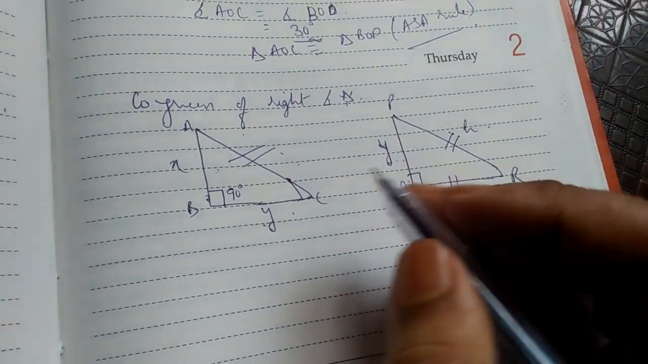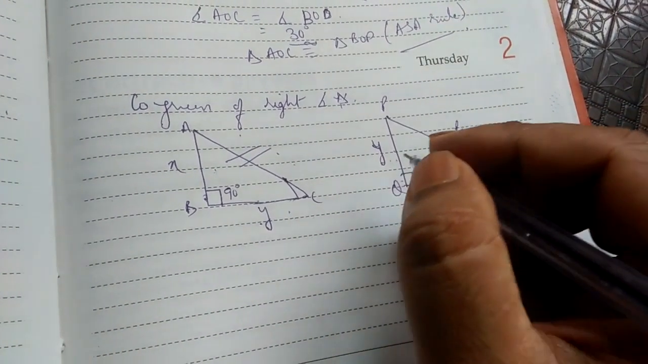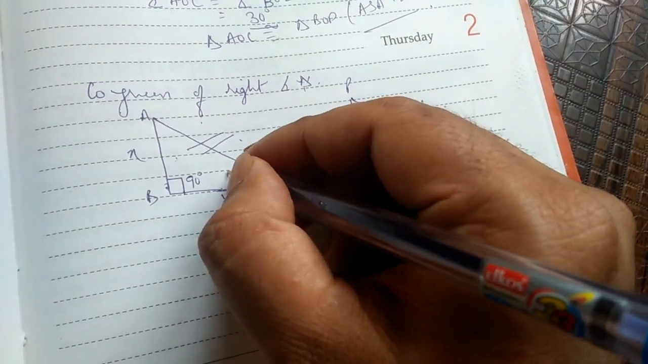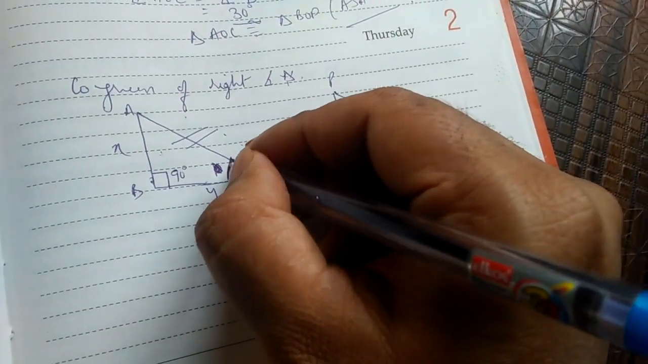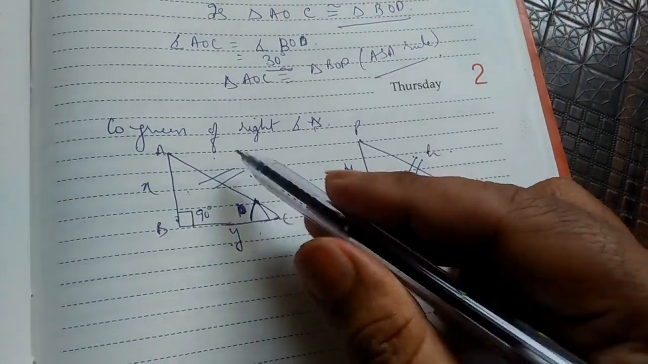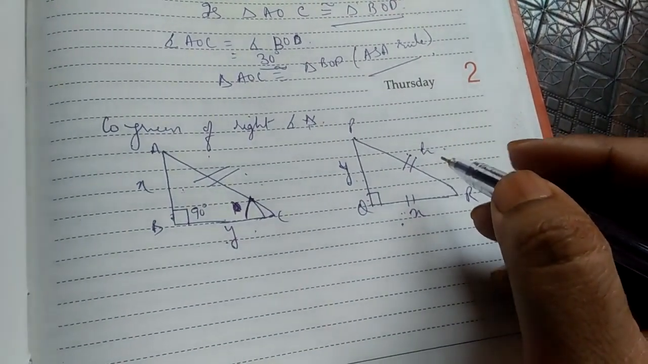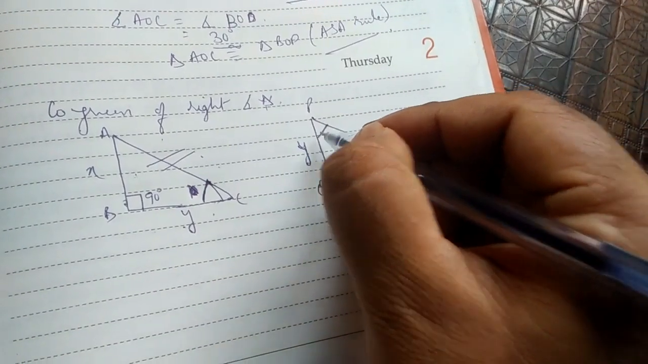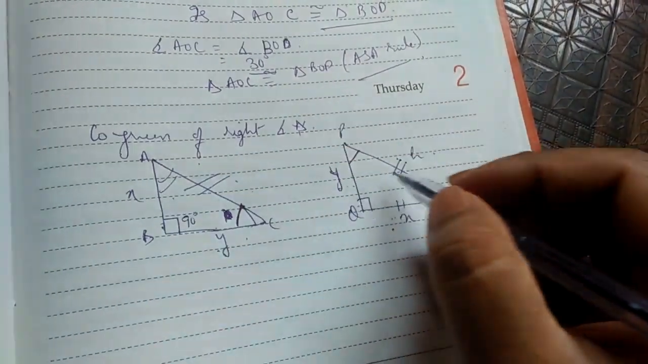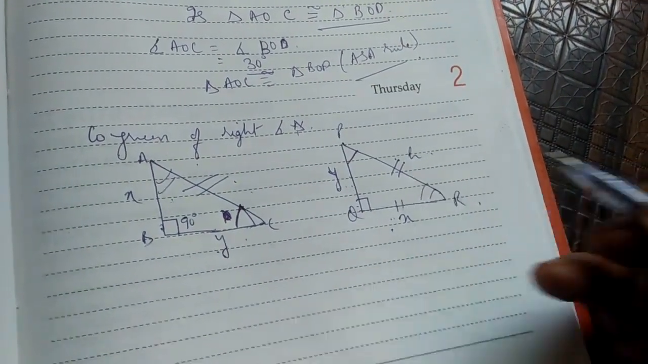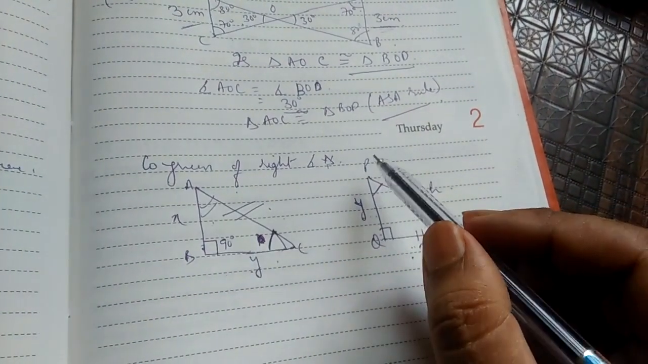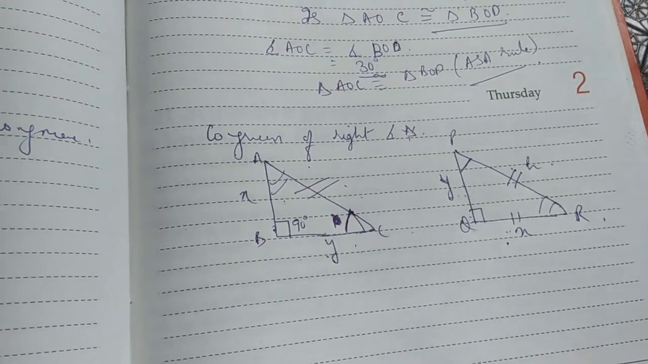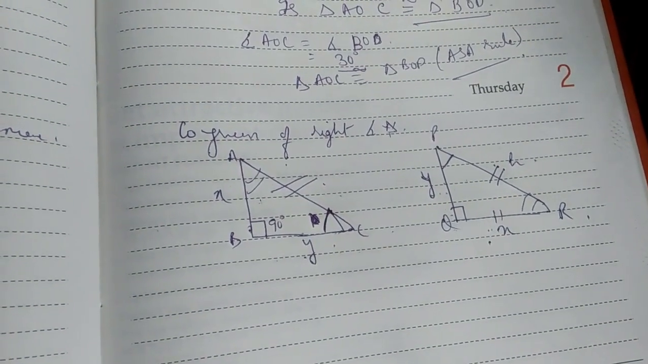So in this particular case, let's say this particular angle ABC is equal to RPQ. This particular angle is equal to this particular angle. BAC is equal to PRQ. This is the congruence property. Let's try to solve a question on the basis of this.